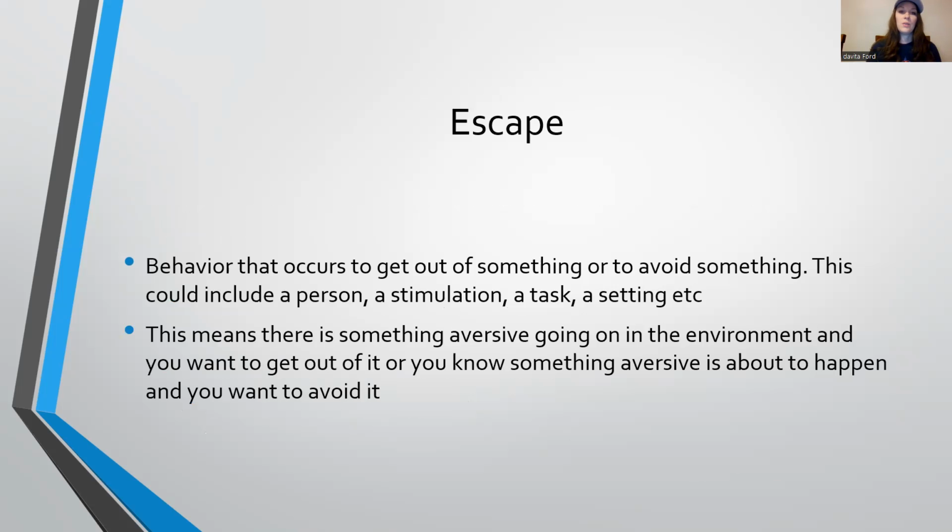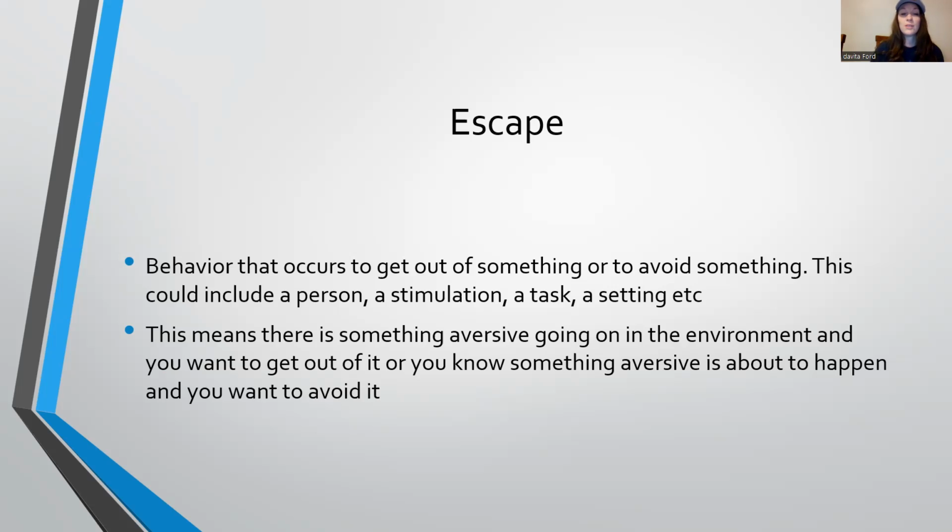So moving on to the next one, we're looking at escape. These are behaviors that occur for the purpose, the function, of escape. It is behavior that occurs to get out of something or to avoid something. Now this could include a person or a stimulation. When I say stimulation, I'm talking about all the things with the 5 senses. When it comes to sight, maybe the light is too bright. When it comes to hearing, for me, the sound of nails on a chalkboard, I'm sure many of us understand that one, would be very aversive. I definitely want to get out of it. Those are the types of things I mean when I say stimulation.